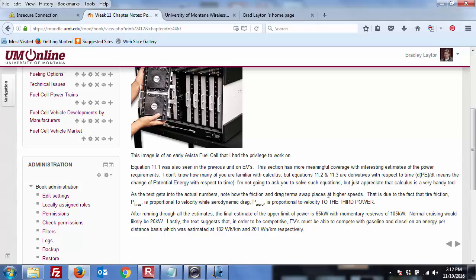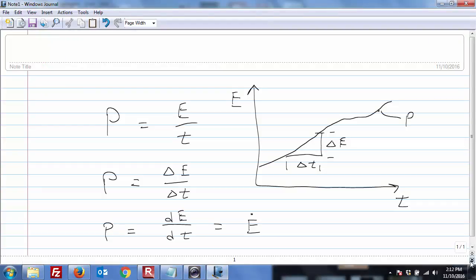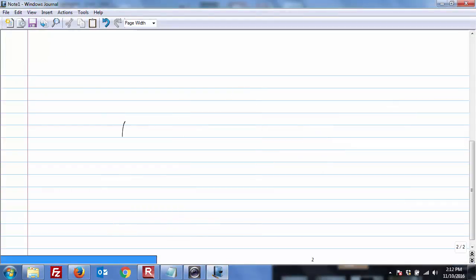Friction and drag swap places at higher speeds. As we remember from our wind turbine courses, power is a function of the third power of velocity. The way to write that is simply that power is proportional to velocity cubed.